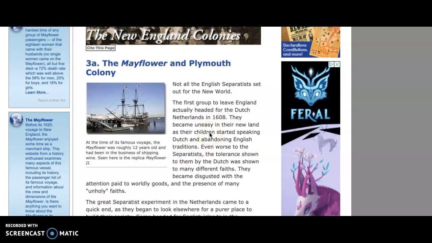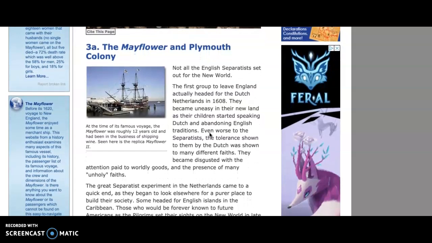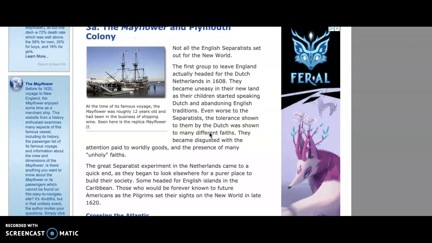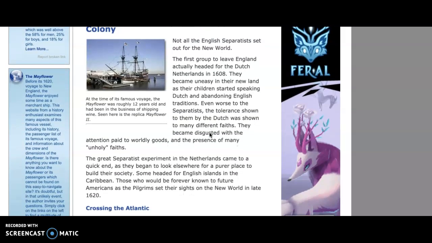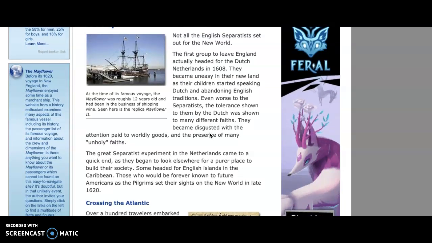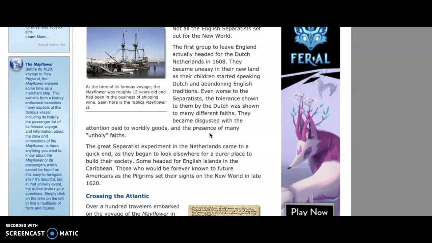Not all the English separatists set out for the New World. The first group to leave England actually headed for the Dutch Netherlands in 1608. They become uneasy in their new land as their children started speaking Dutch and abandoning English traditions. Even worse to the separatists, the tolerance shown to them by the Dutch was shown to many different faiths. They became disgusted with the attention paid to worldly goods in the presence of many unholy faiths.